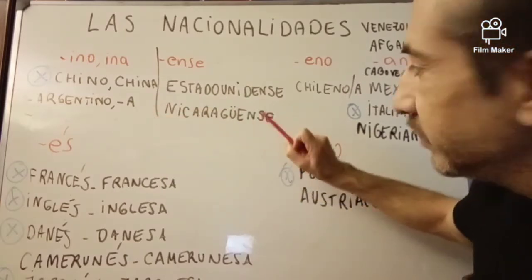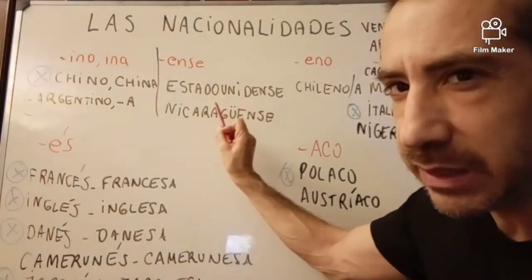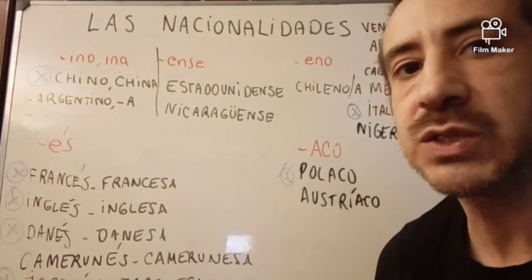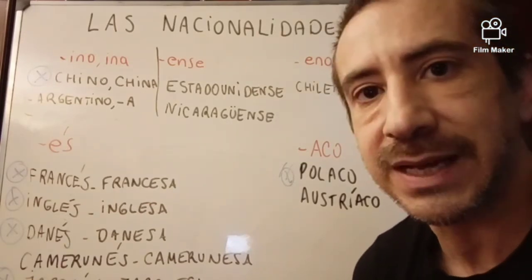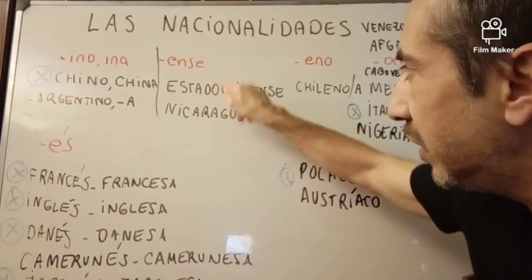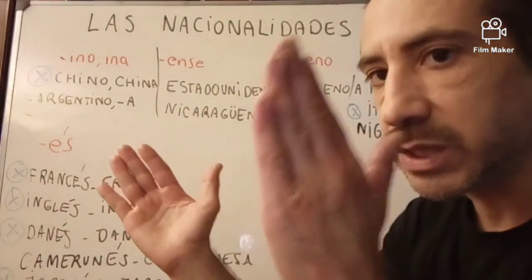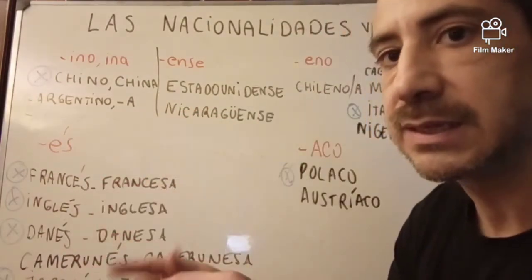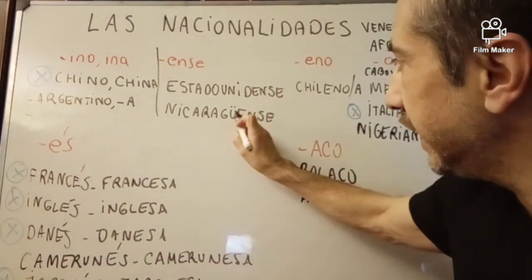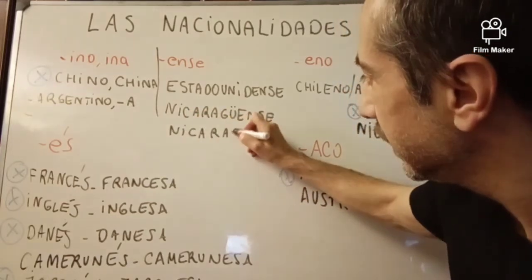Nicaragüense, born in Nicaragua. Estadounidense, born in the United States. And please be careful here, because we don't say Americano, Americana. If we want to talk about the continent as a whole, America, in that case we do. Estadounidense: we drop the S from Estados Unidos and make a new word, contracting and dropping some letters. In the case of Nicaragüense, this comes from Nicaragua, of course.